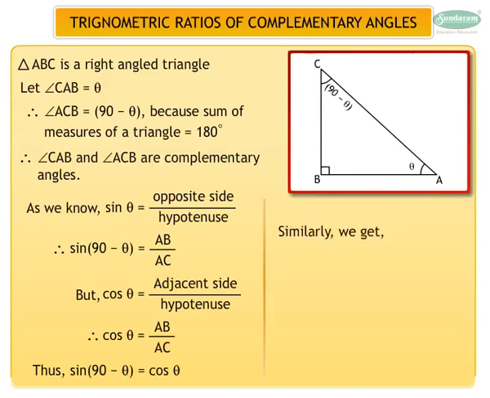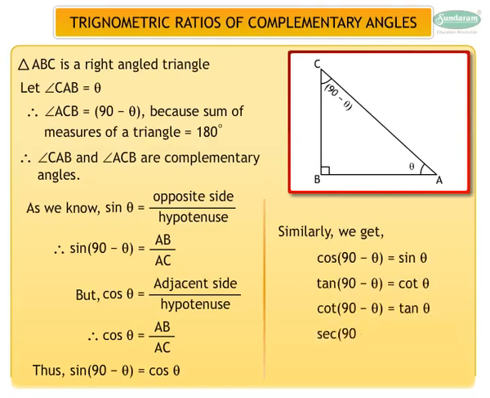Similarly, we get cos 90 minus theta is equal to sin theta. Tan 90 minus theta is equal to cot theta. Cot 90 minus theta is equal to tan theta. Sec 90 minus theta is equal to cosec theta. Cosec 90 minus theta is equal to sec theta.